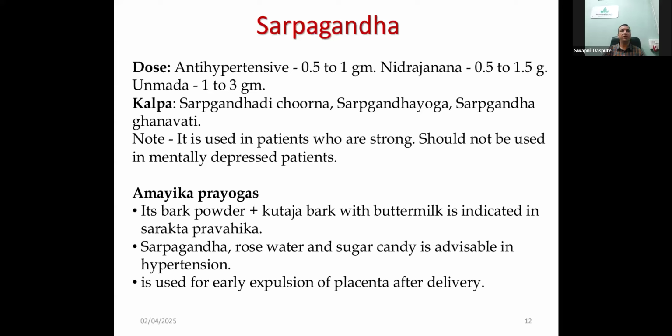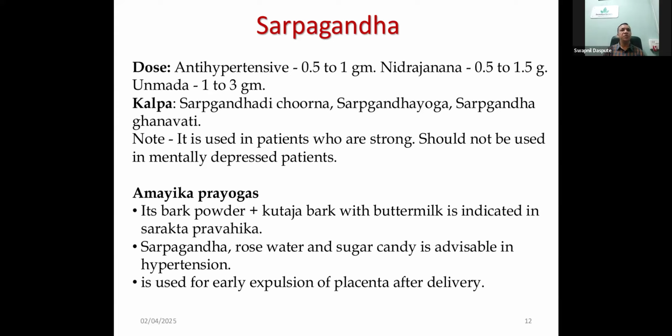Okay, so Sarpagandha Ghanavati, decoction of Sarpagandha is boiled to make it into Ghanavati. So that is very concentrated form of that herb. Okay, so there are various Ghanavatis. Every decoction can be turned into Ghanavati.